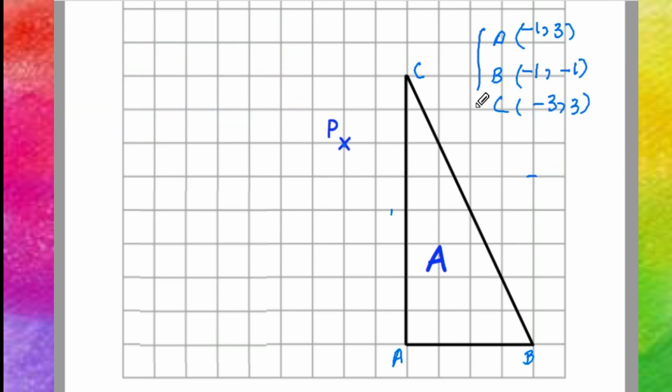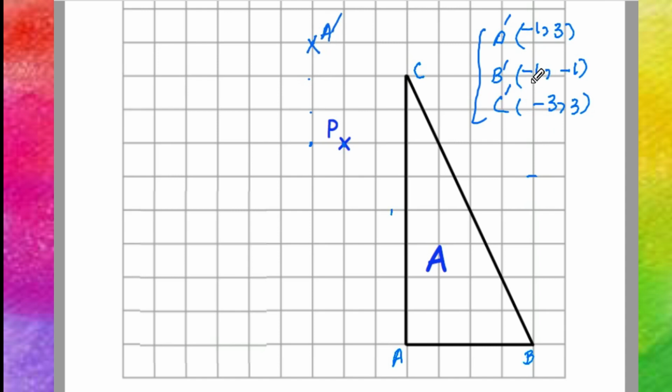These are your new points, that is A dash, B dash and C dash, and we are going to plot them according to our center of enlargement. So let's start with A dash, that is minus 1, 3. Minus 1 means you have to go back once, that is here, and then 3 times up, 1, 2, 3 here. So this is your A dash.